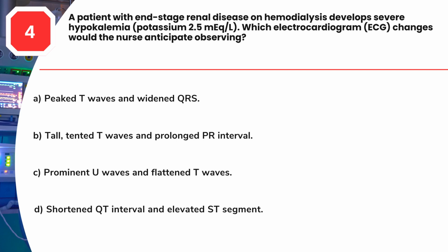A. Peaked T waves and widened QRS. B. Tall, tented T waves and prolonged PR interval. C. Prominent U waves and flattened T waves. D. Shortened QT interval and elevated ST segment.